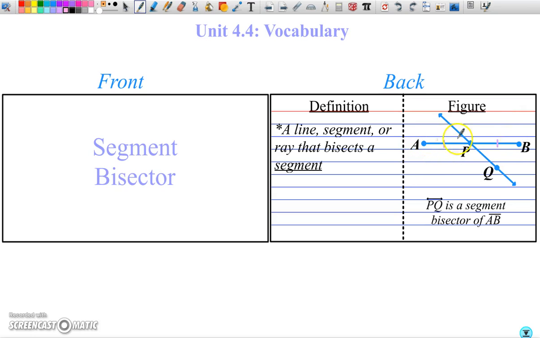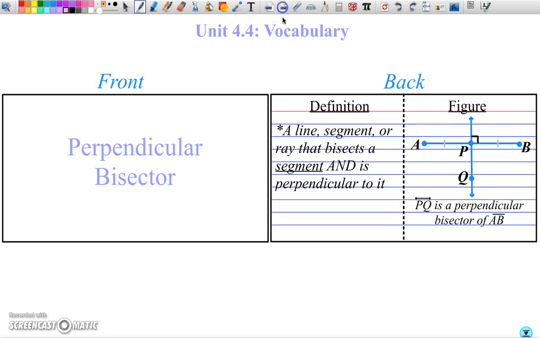So you'll notice AB is a segment, and then I have line PQ, which is bisecting it, and that's denoted or indicated by the two hash marks here, one in each end. So AP would be congruent to PB. And then line PQ, notice again arrows on both ends. Line PQ is a segment bisector of segment AB.